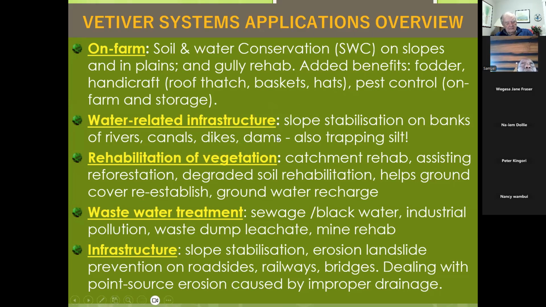We have water-related infrastructure, which is slope stabilization, riverbanks and dams and dikes, like what Dick was showing about the riverbank, the dam in Nairobi. We have rehabilitation of vegetation. That's, for example, rehabilitating catchments for groundwater recharge, or degraded areas like gullies and stuff like that. Like where Temuge is, they do a lot of gully rehabilitation in Kerio Valley.